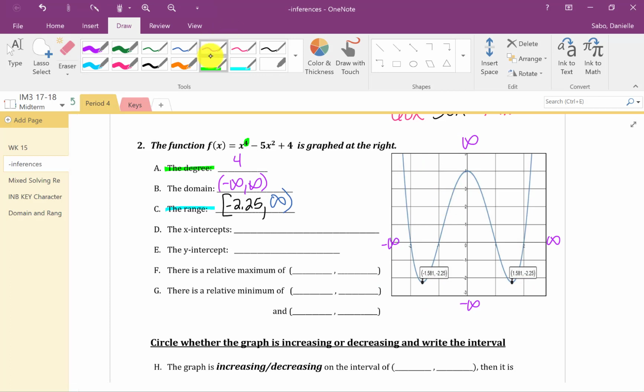We have 4 x-intercepts here. Here's 1, here's 2, here's 3, and here's 4. So I'm going to write all of them out. Negative 2 comma 0, negative 1, 0, 1, 0, and 2, 0.